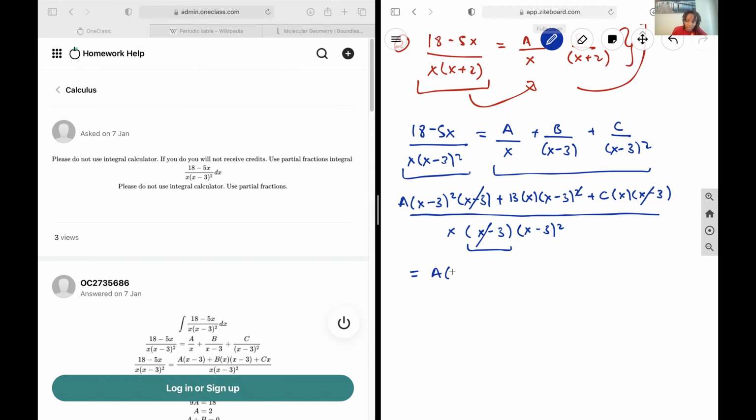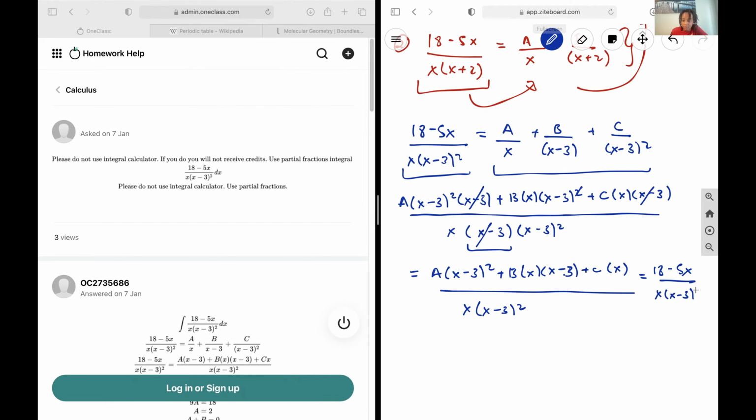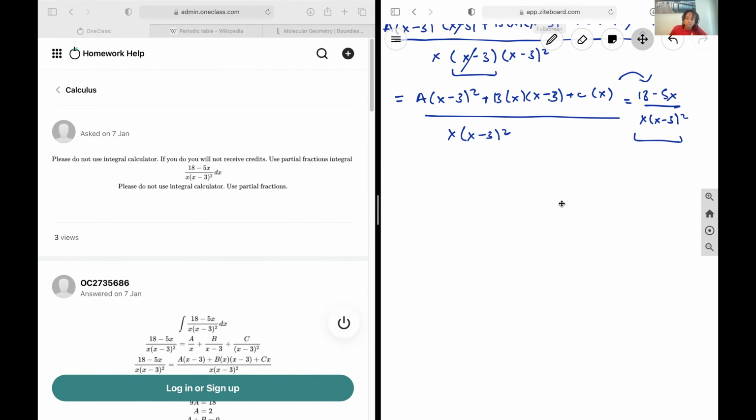And so what that will leave is a into (x minus 3) squared plus b into (x minus 3) plus c simply into x, all over x into (x minus 3) squared. And we know that we want this to give a final value of (18 minus 5x) over x multiplied by (x minus 3) squared. And so we have the denominator in the correct form. Now we want to expand out this numerator in order to figure out our a, b, and c based off of the coefficients we have here on our x terms. And so let's go ahead and do that.